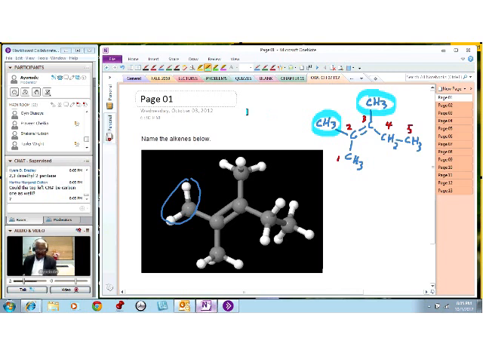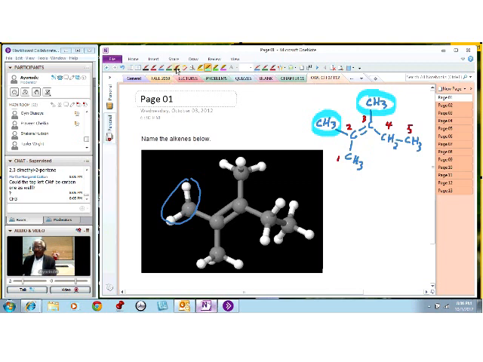Somebody is asking a question. No, you have to number from here because you want to give the carbon-carbon double bond the lowest possible number. Somebody is asking a question. Can we start numbering from this carbon here? And the answer is no. You have to start numbering from here.